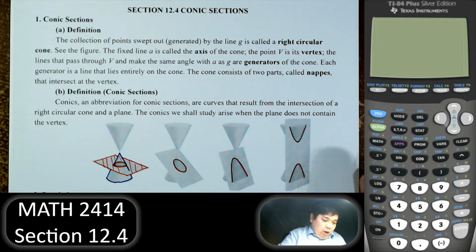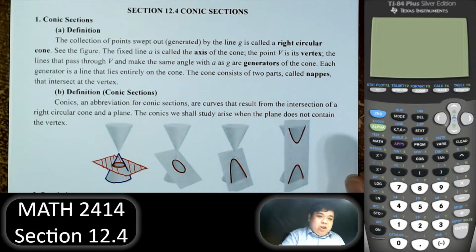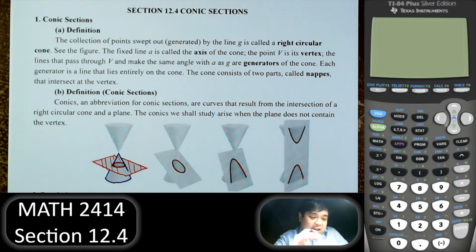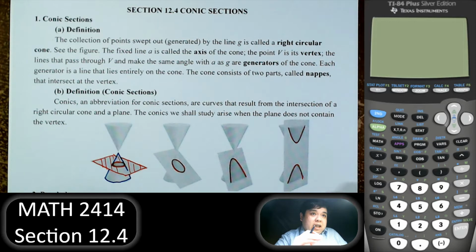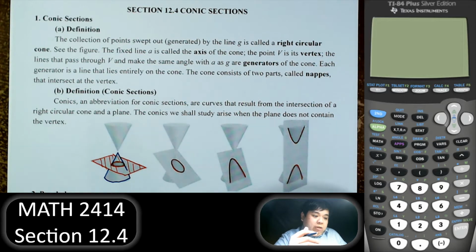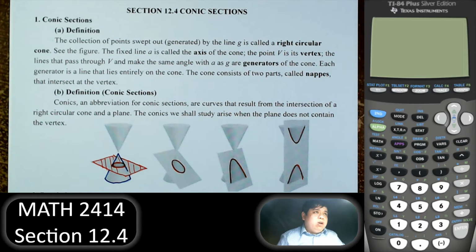Hi everybody, welcome to the last section in Calculus 2. Yes, that's correct. This is the last section in Calculus 2. Even though we don't have much calculus here, this is just a review in pre-calculus.